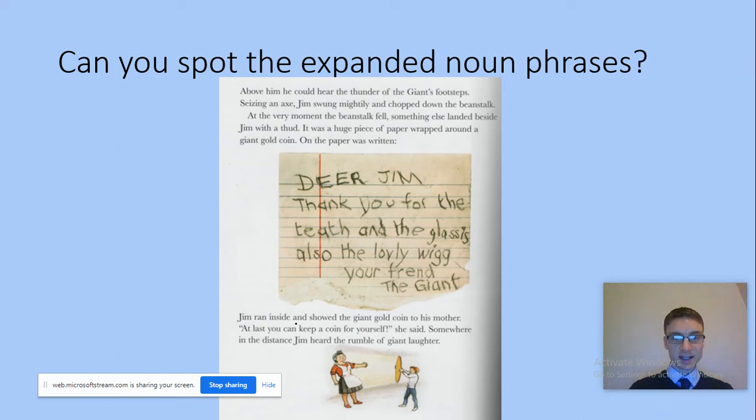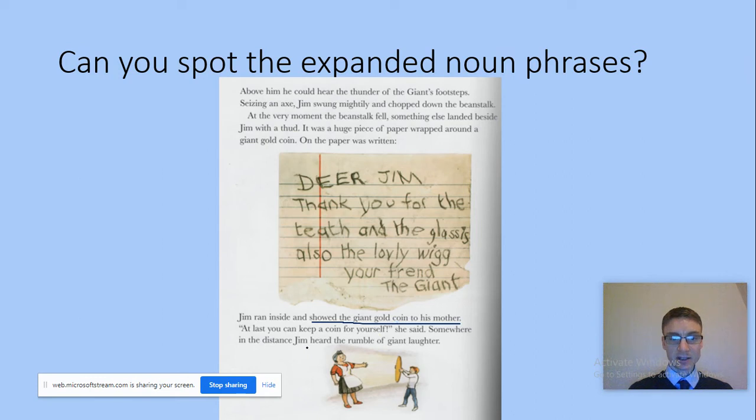So Jim ran inside and showed the giant gold coin to his mother. "At last, you can keep a coin for yourself," she said. Somewhere in the distance, Jim heard the rumble of giant laughter. So you might want to pause it and talk about it. This is where the expanded noun phrase is. Showed the giant gold coin to his mother. Obviously, showed is the verb, and then we've got giant gold, adjective, noun.